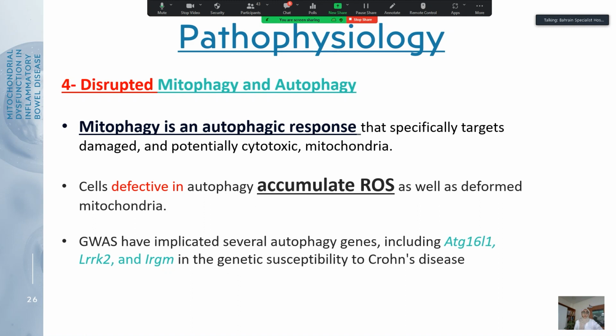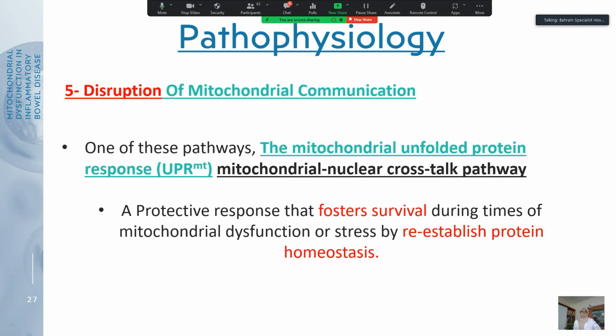The GWAS, the genome-wide association test, detected three genes that could be related to a defect in this process, and also related to Crohn's disease. The fourth process is mitochondrial communication, meaning the mitochondria could communicate with the nuclear DNA outside, through mitochondrial-nuclear crosstalk. It's called the mitochondrial unfolded protein response, because as we said before, the mitochondria is controlled by its DNA and the outside DNA.